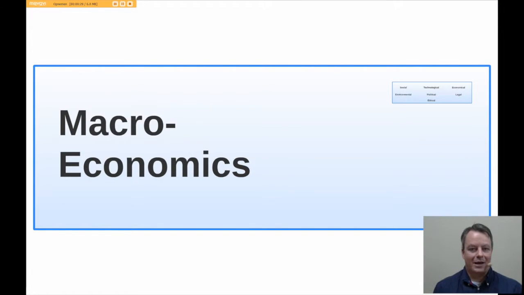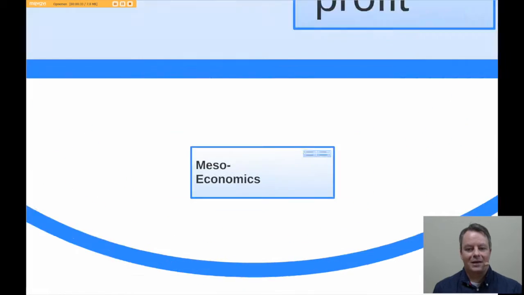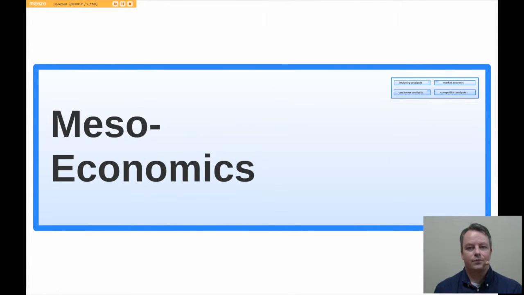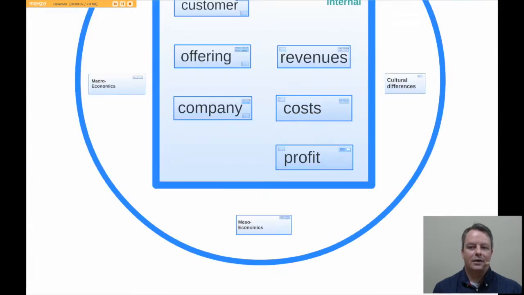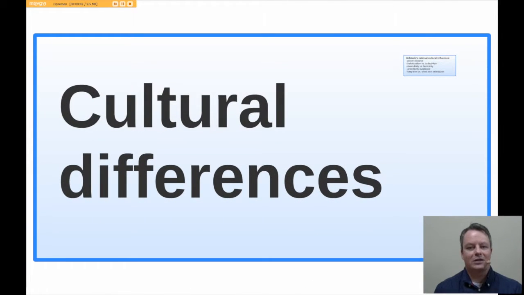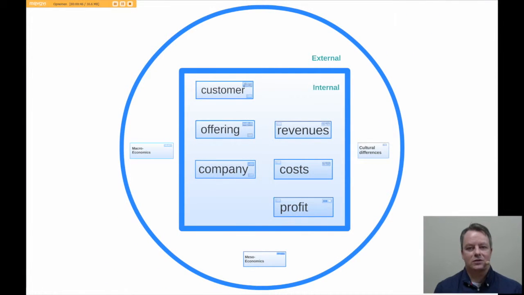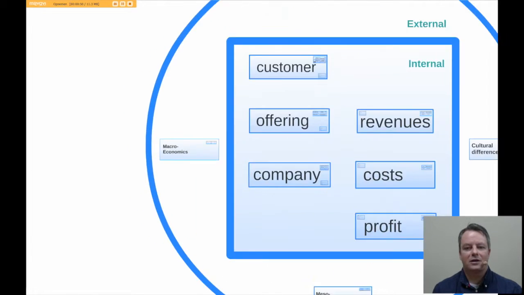Let's first take a look at macroeconomics. After that, let's take a look at mesoeconomics, the industry and the market. And then let's take a look at the cultural differences, the differences between countries. Because those three actually give you insight into how the world is changing. Let's have a look.